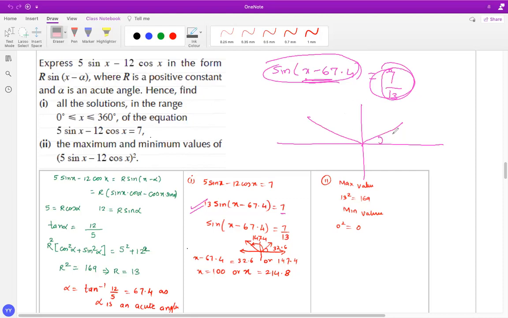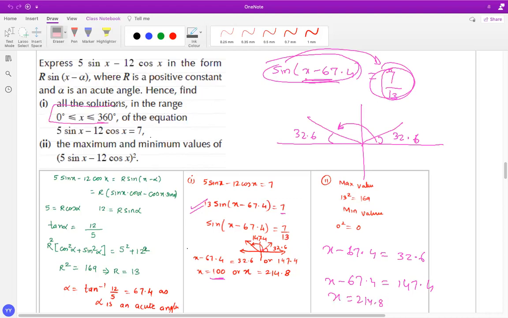So we get this angle as 32.6 when you find the sine inverse of 7 over 13. The other angle will be 32.6 as well. So when you write down the value, x minus 67.4 equals 32.6. That gives me x as 100. The second answer will be x minus 67.4 equals 147.4, which is nothing but this angle here. So that gives me x as 214.8. These are the two answers that fit into the 0 to 360 range.